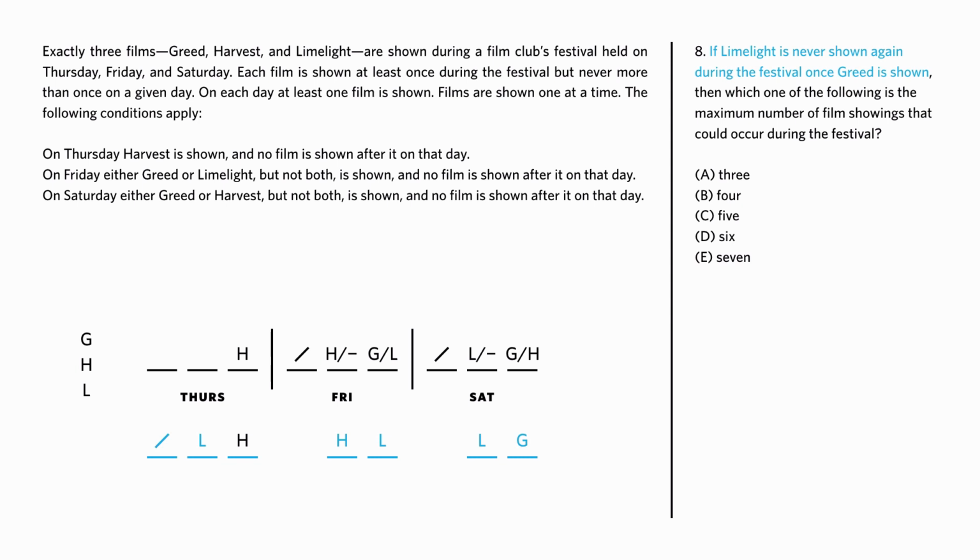If we try to put G in early and maximize positions that way, we can have L, G, H on Thursday, H, G on Friday, and G by itself on Saturday. That also gives us 6 elements total. There's no other way to get 7 elements in, and so we know 6 is the maximum, and D is the correct answer.